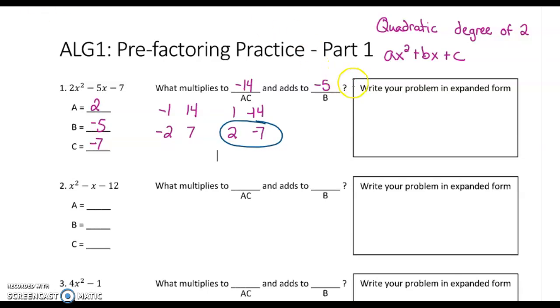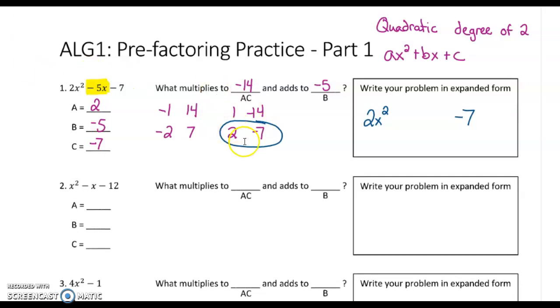Okay, and then in this box, I want you to write your problem in expanded form. What you're doing is starting with the equation you had. You had 2x squared, then the minus 5x, which I'm going to leave blank for a second, and then at the end, you had a minus 7. We found those two numbers because we are finding the perfect way to break up this middle term, negative 5x.